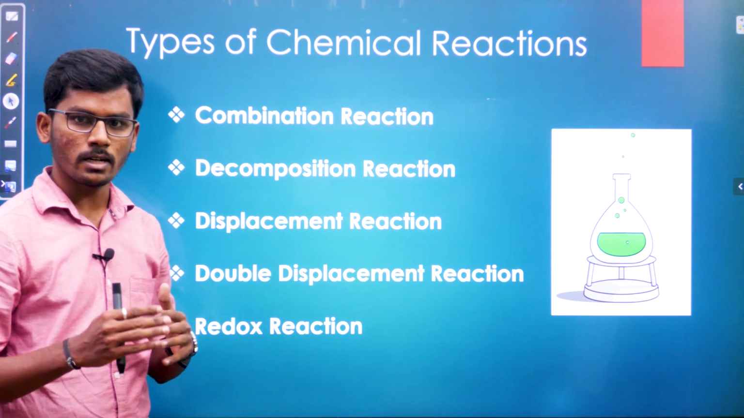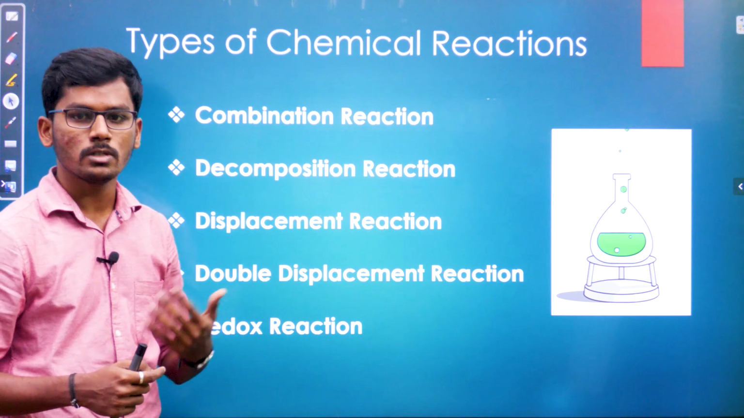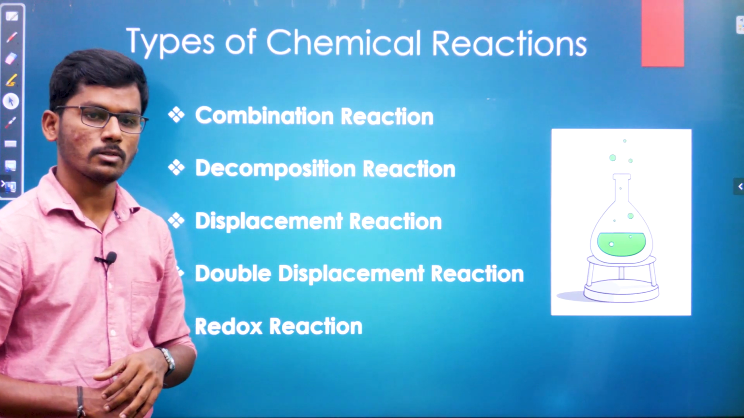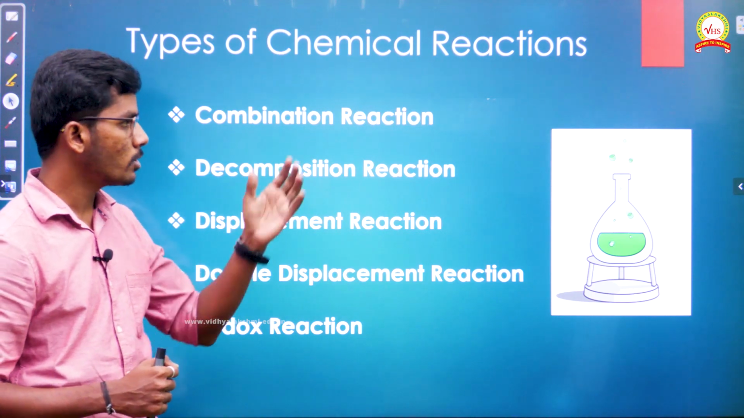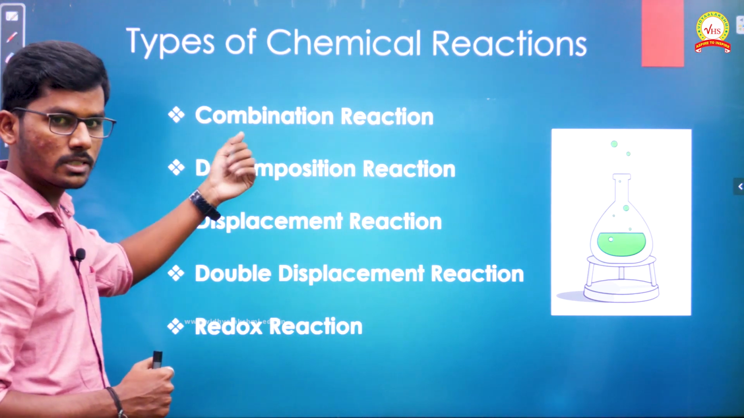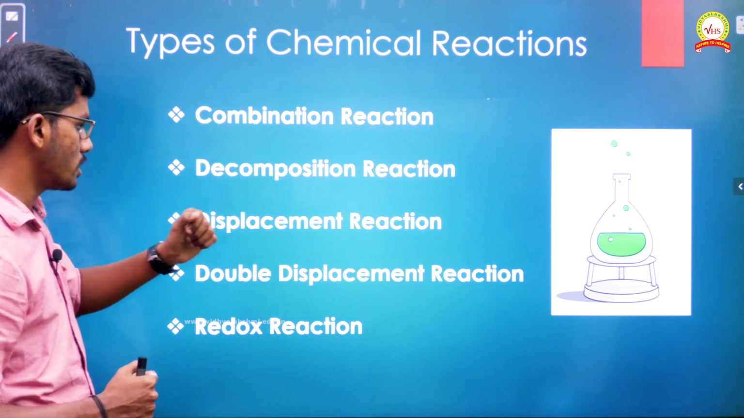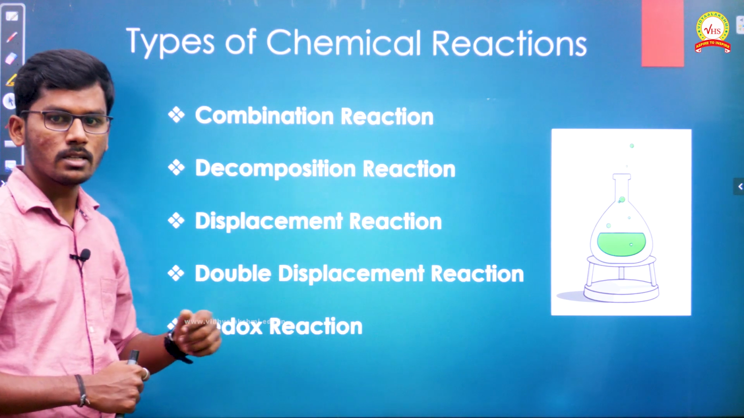We know that there are certain chemical reactions happening in and around us, even inside our bodies. Those chemical reactions are categorized into a few types. The types listed in this chapter are: combination reaction, decomposition reaction, displacement reaction, double displacement, and lastly redox reaction.